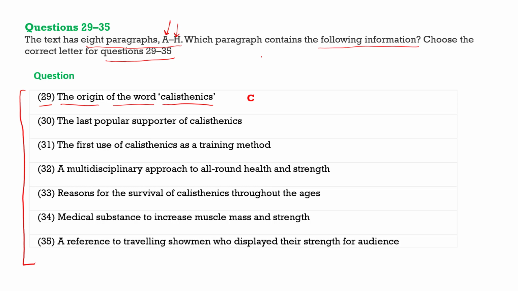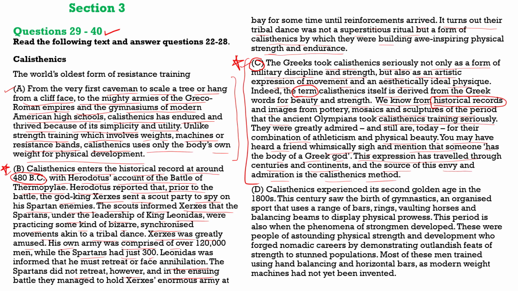Moving to the next question, the last popular supporter of calisthenics. We need to find the last popular supporter. Alright, let us go to the passage and check. Now we have read till passage number C. We will not read A, B and C again. We will move to passage number D.